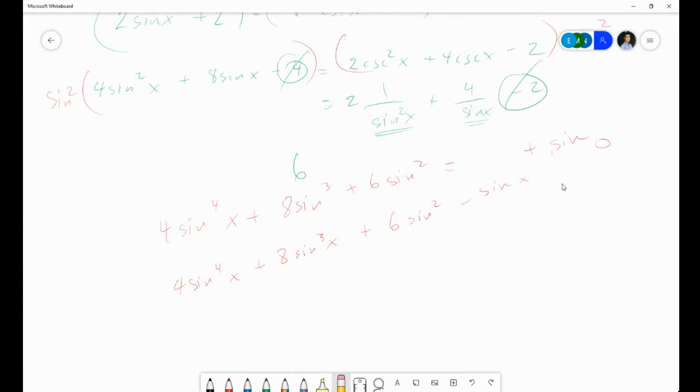So now this is better. Okay. All right, so it looks like I can take out a sine, but let's see if I can factor by grouping.